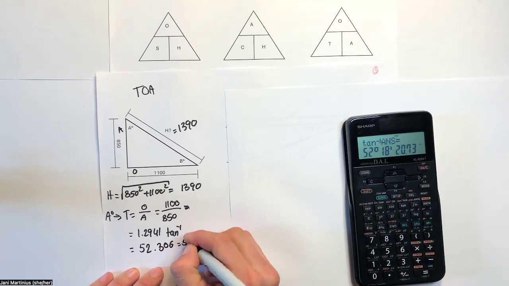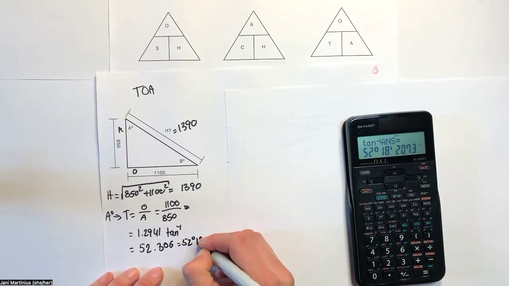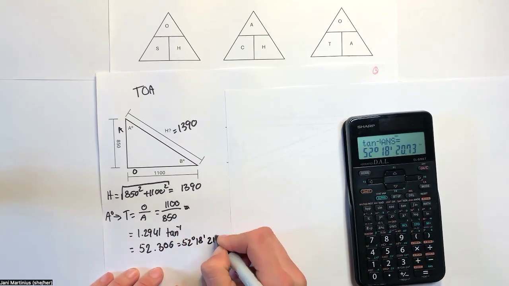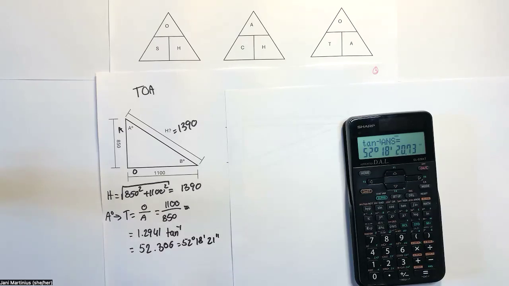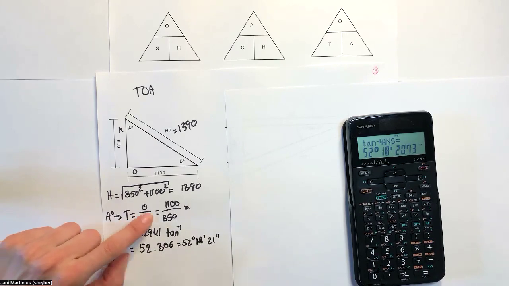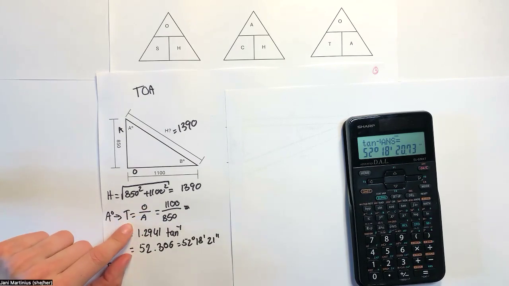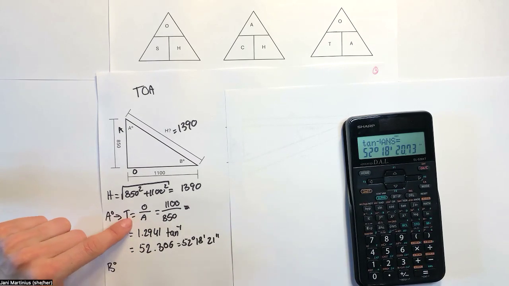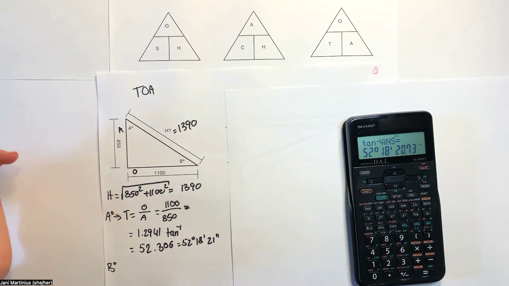Gets us to 52 degrees, 18 minutes, and 21 seconds. Great. Now for B, we're going to use the same equation, the same function. You could choose a totally different one, but we're just going to keep it the same.